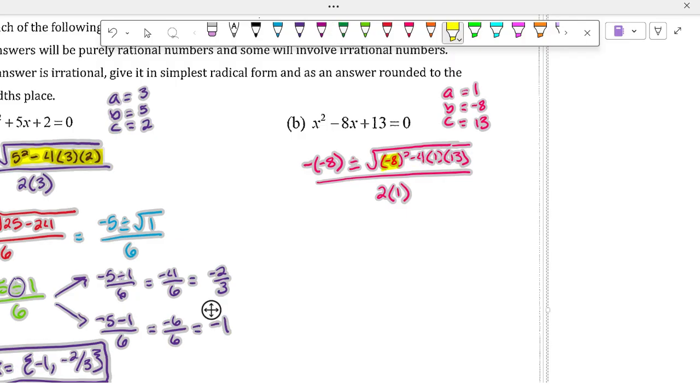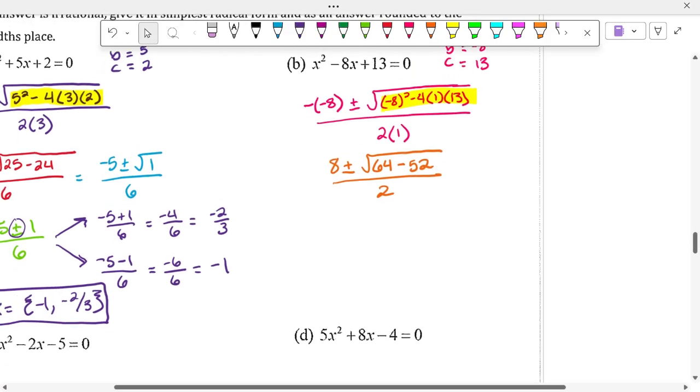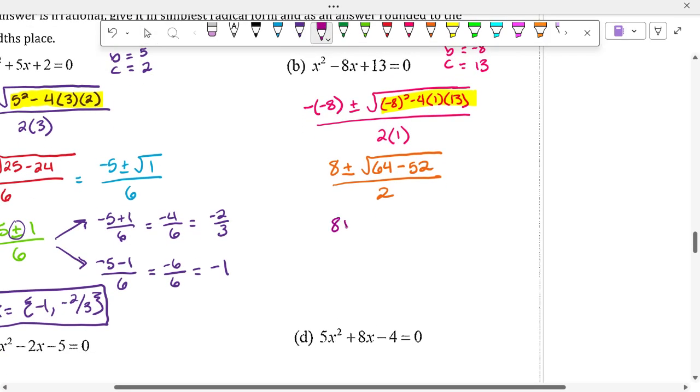So if I simplify what's under the radical, first off, what's a negative times a negative 8? Positive 8. So this would be positive 8 plus or minus the square root. What's negative 8 squared? 64. And then what's negative 4 times 13? Yeah, it's 52. And then it's all over 2 times 1, which is just 2. Now, this will be 8 plus or minus the square root of 12 all over 2.